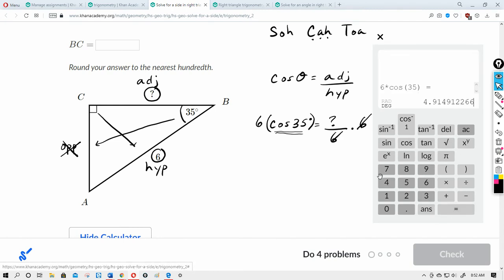Hit the equal sign. And it says round your answer to the nearest hundredth. That's 2 decimals. So here's our answer, 4.914. Because the 4 is less than 5, then we round down. And our answer is just going to be 4.91, right in the box.